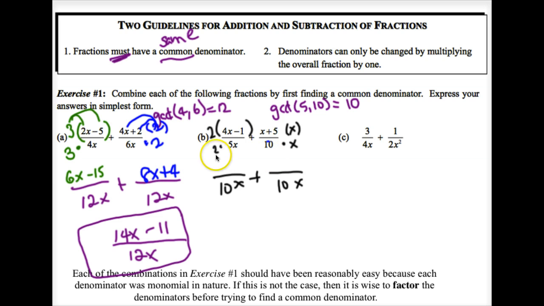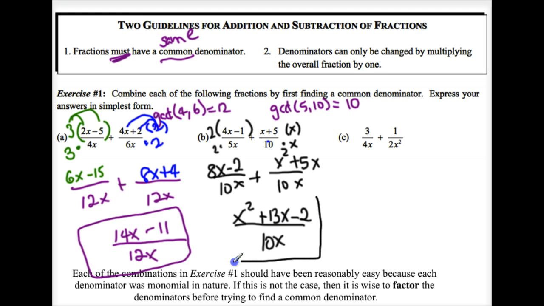Now that I multiply everything by 2, because I want 10x in the bottom, this is going to be 8x minus 2, and this is x squared plus 5x. Let's combine like terms. I know the bottom is going to be 10x. I only see 1x squared, so I'm going to write my x squared. What's 8x plus 5x? That is 13x. And then the minus 2, nothing has it in common. So this will be my final answer.